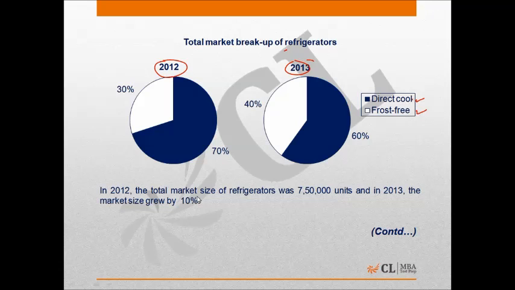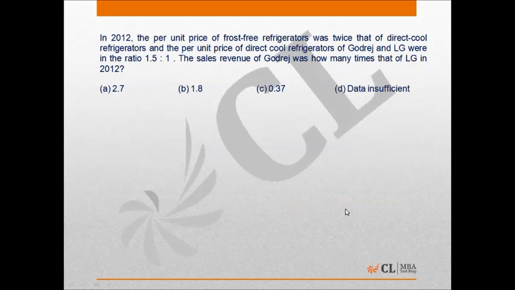In 2012, the total market size of refrigerators was 750,000 units, and in 2013, the market size grew by 10%. So it means in 2013, the market size was 1.1 times of 750,000 units. Let's look at the question now.